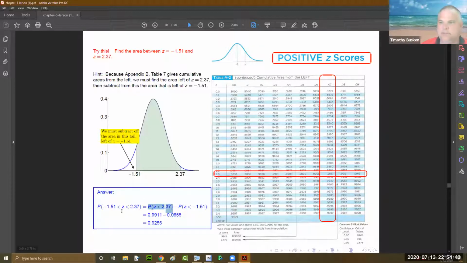So to find the probability that z is between two numbers using the z-table, you've got to split it up in this way and do a subtraction. You've got to look up two values of z in your table and subtract them.